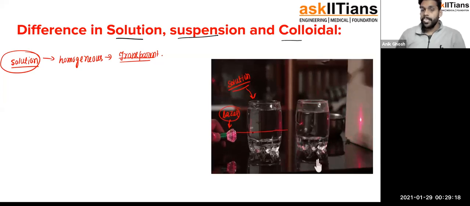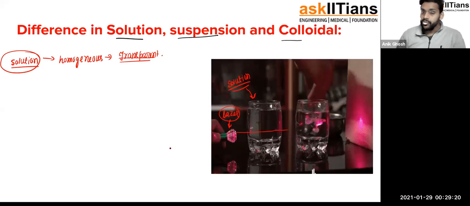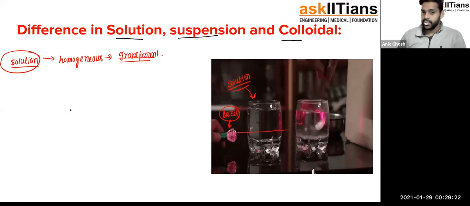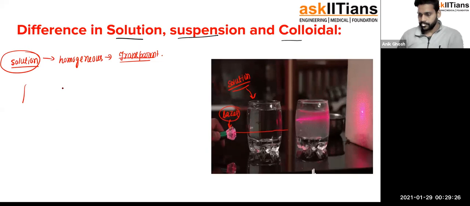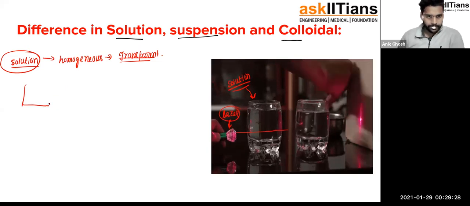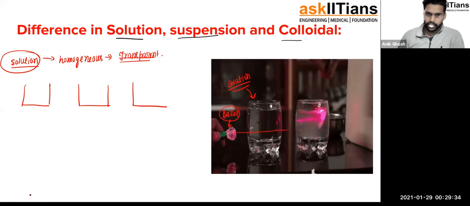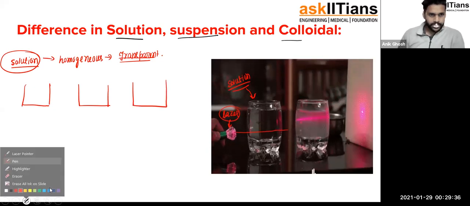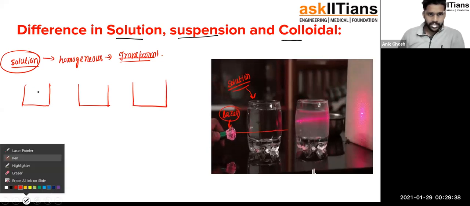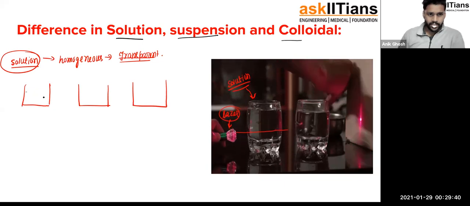Now for the solution, what is happening in this picture? What is happening for the solutions? I will try to draw 3 beakers over here. Let's consider that one of them contains salt water.